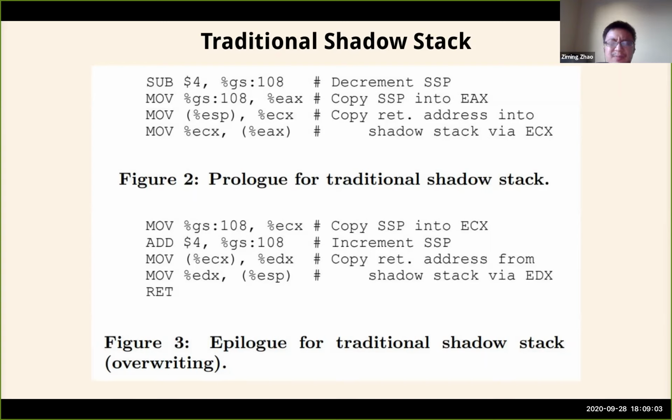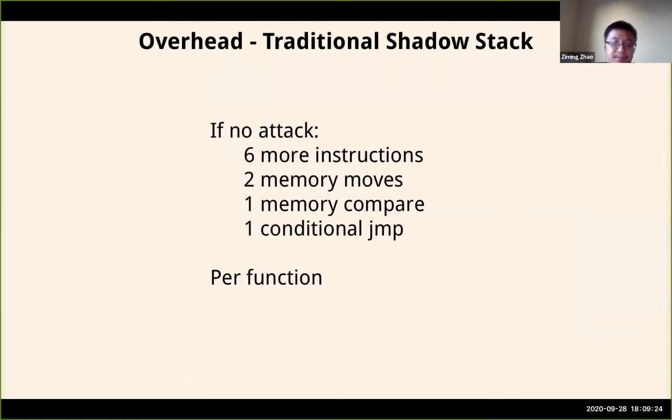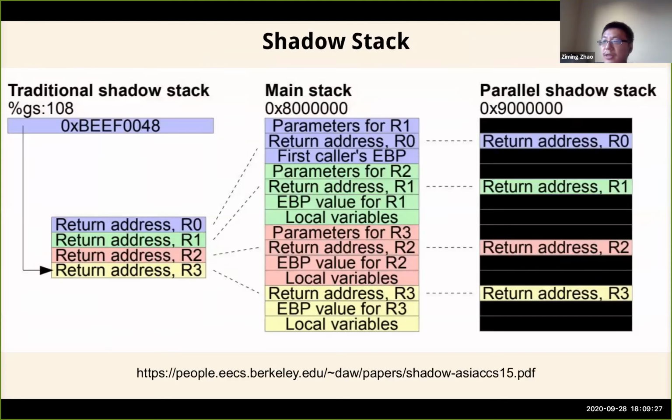On average, people say the cost of this traditional shadow stack is kind of like 10%. Average means we use a lot of programs, we compile them, then we measure the performance, then the cost is like 10%. Then another way to implement shadow stack, which was proposed in this Asia CCS 15 paper, is something called parallel shadow stack.